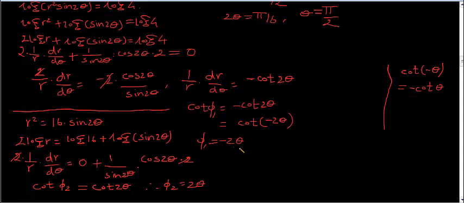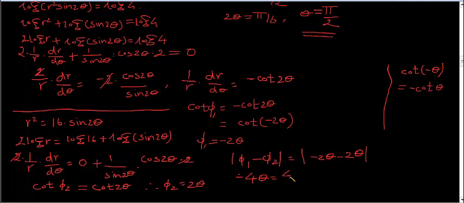We have phi 1 equal to minus 2 theta, phi 2 equal to 2 theta. Angle of intersection between these two curves is nothing but mod of phi 1 minus phi 2, which is equal to, what is phi 1? Minus 2 theta minus 2 theta, that is nothing but 4 theta. And we have already found out theta here.